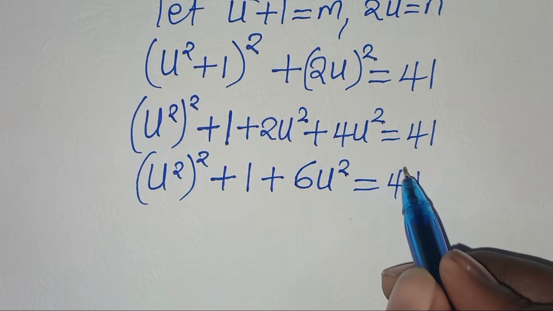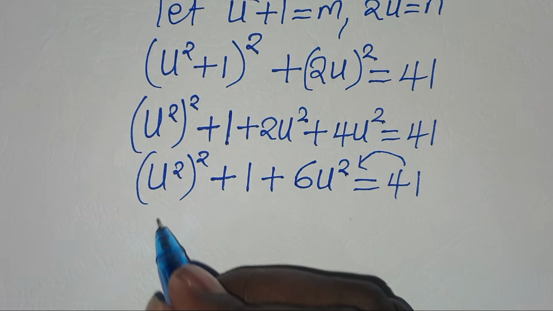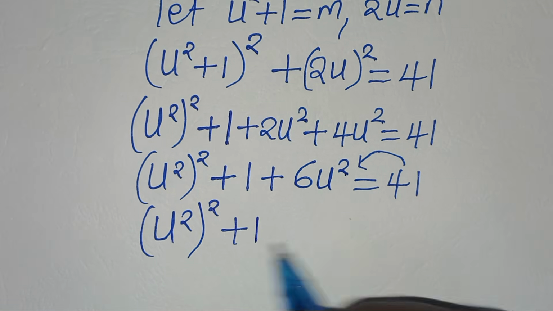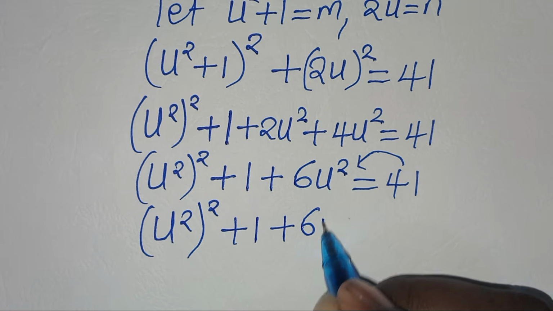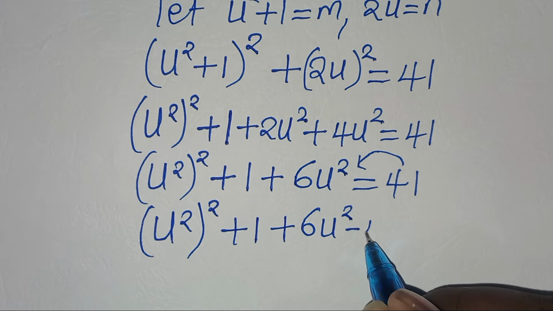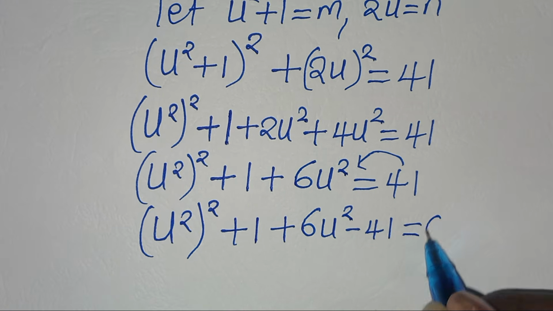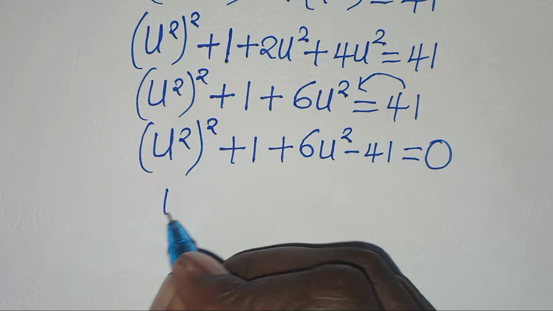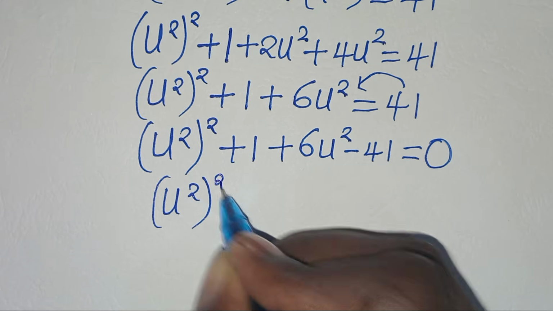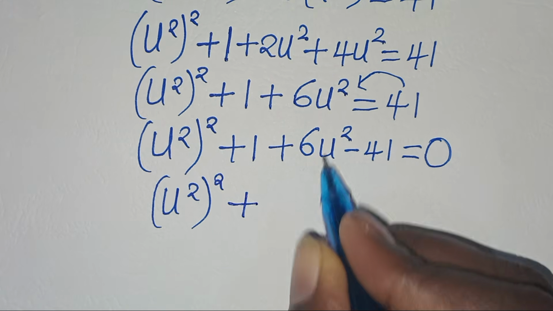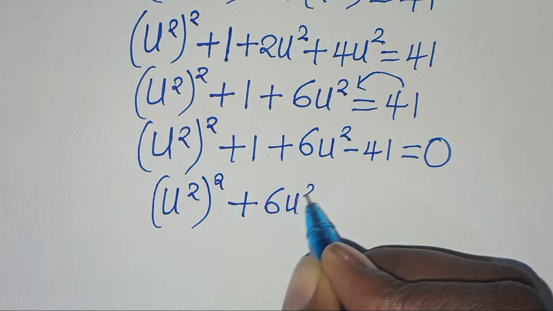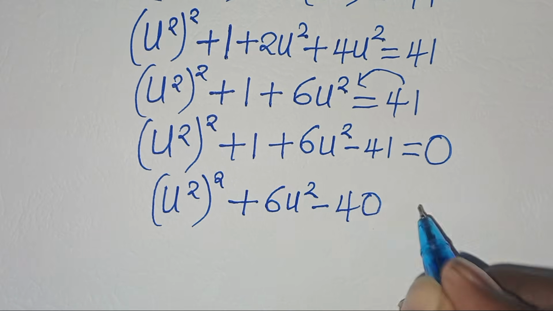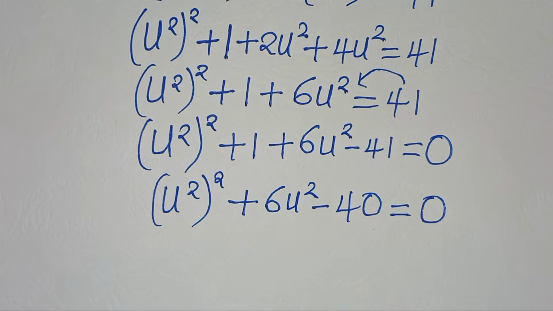Now let's take 41 on the left hand side, so that we have u to the power of 2 raised to the power of 2, then plus 1, then plus 6u to the power of 2, subtract 41. This is equal to 0. So we have u to the power of 2 raised to the power of 2, plus 6u to the power of 2 plus 1 minus 41. This is minus 40, and this is equal to 0.